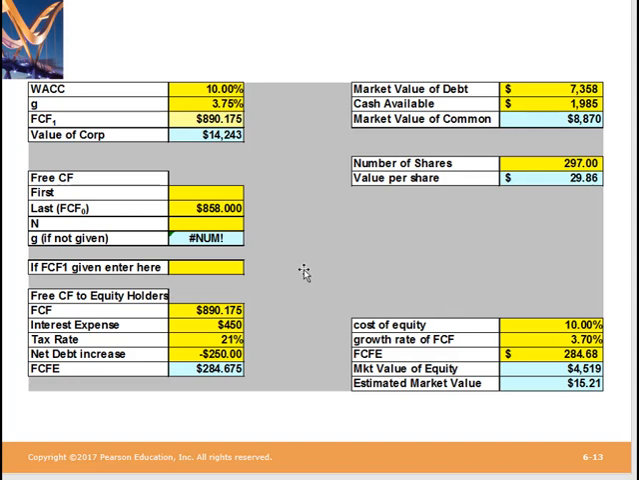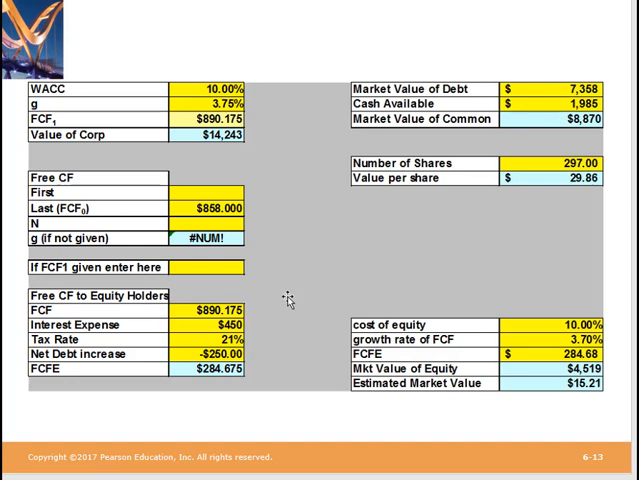And it looks very similar to some other things, obviously. 10% is the weighted average cost of capital. 3.75% is what we expect to have as far as growth. How we got that: last year's free cash flow was 858. So if we multiply that 3.75% times the 858, we end up with $890,000 as next year's free cash flow prediction.